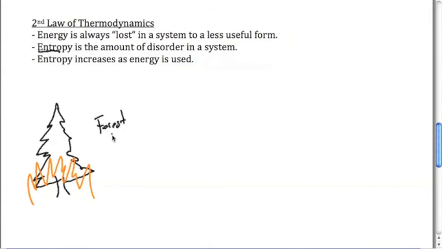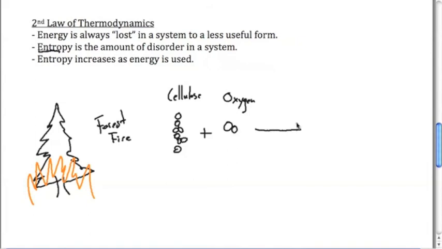And in the forest fire, the idea is that entropy happens, or that the energy is becoming less useful. So if we have these long chains of cellulose that make up the tree, let's just draw some random things here. So we have the cellulose that makes up a tree. And if it catches on fire, we're going to be adding oxygen to that. And in the case of this fire, we have the resulting things like heat coming off. There's a lot of light when fires are being made. There's a lot of sound when fires are being made. A lot of energy is given off in general, right?